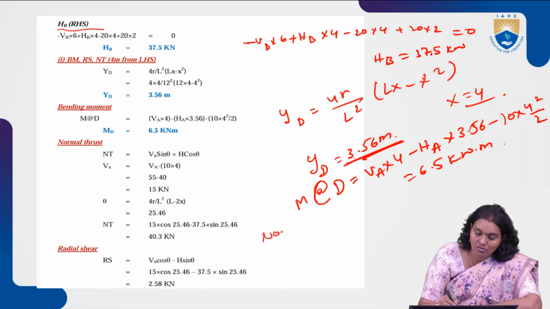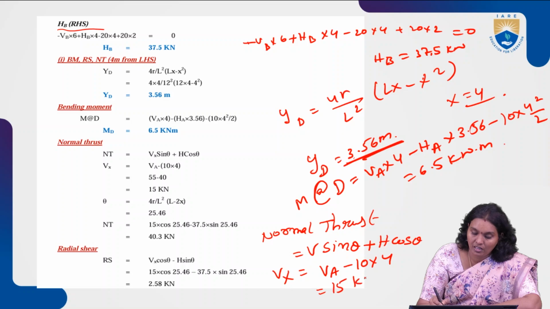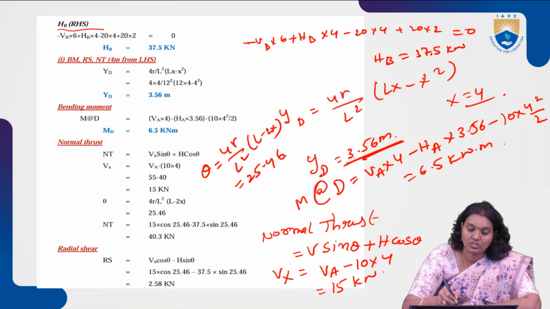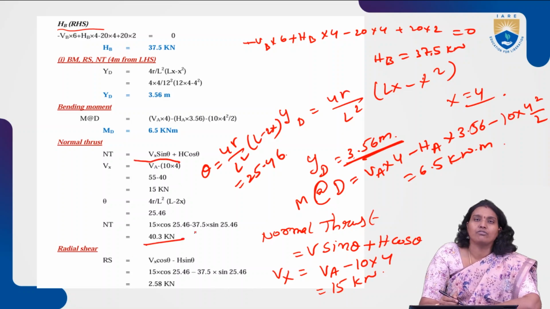Now we are going to find out the normal thrust. That is equal to V sin theta plus H cos theta, that is the formula, and at x we are finding it. So Vx is equal to Va minus 10 into 4, so that is equal to 15 kilonewtons. And here we find theta is equal to 4R by L square into L minus 2x, so that is equal to 25.46. Apply all these into this equation, finally we will get 40.3 kilonewton as our normal thrust.